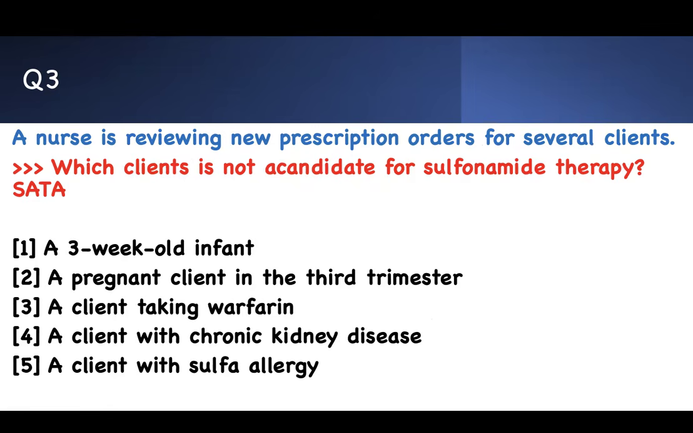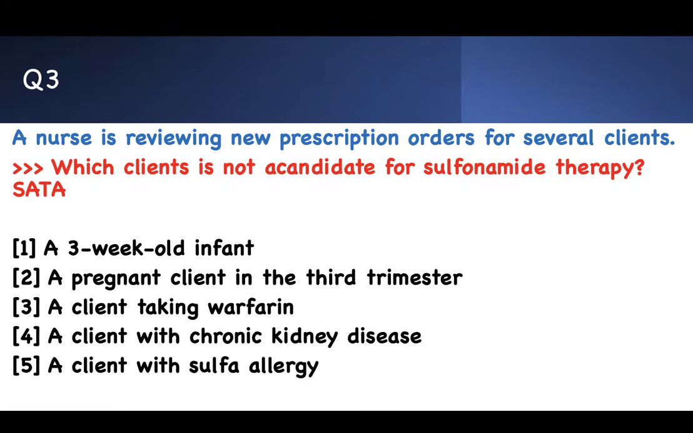And the last one, a nurse is reviewing new prescription orders for several clients. Which client is not a candidate for sulfonamide therapy? That means which one is contraindicated. And I said there are certain things you should look for. Write down SULFA, right? You know what the S is: sunlight, photosensitivity, uric acid, forming stones. Then you have folic acid decreasing. Then you have Stevens-Johnson. Then you have GI symptoms.